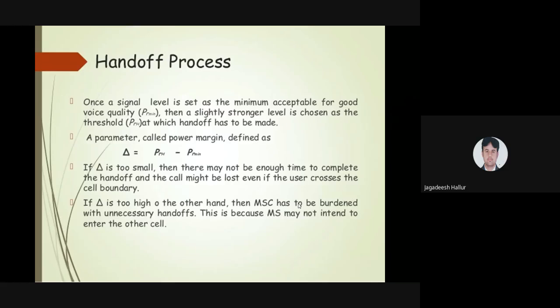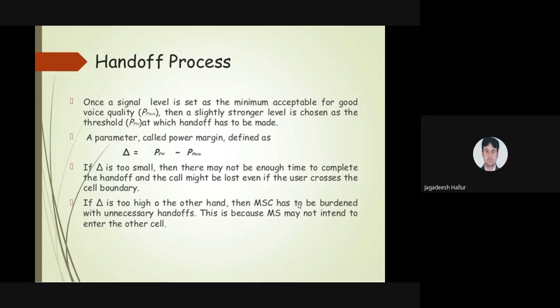If del is too small, if the strength of the signal is less, the network signal is less, you can't connect the call. That is PR of min. That is not enough time to complete the handoff. Whenever you are moving, if your network decreases, call disconnection will happen. That has to be PR of min.